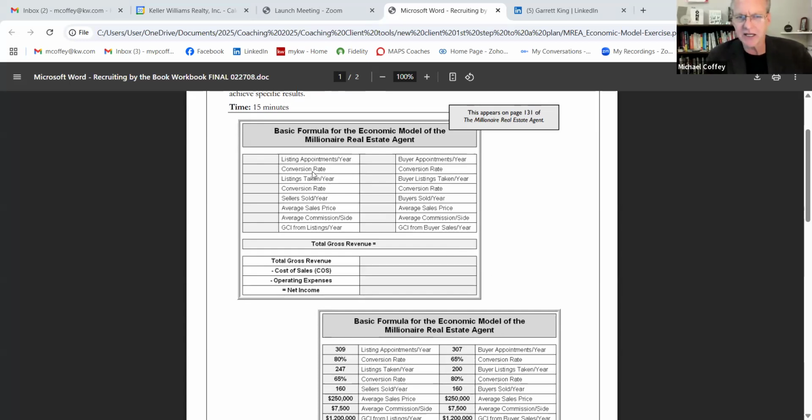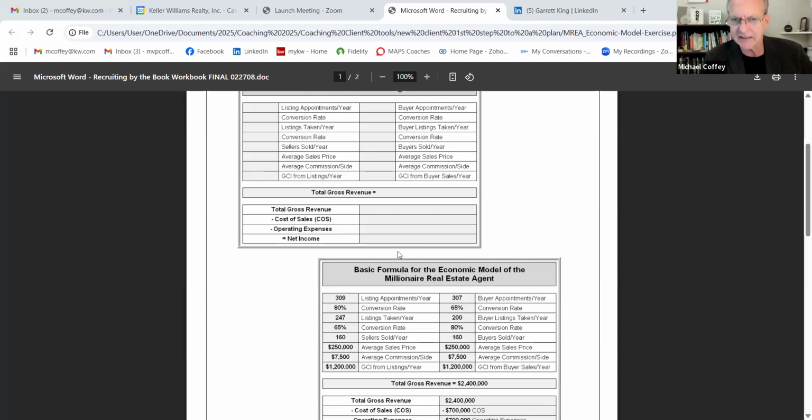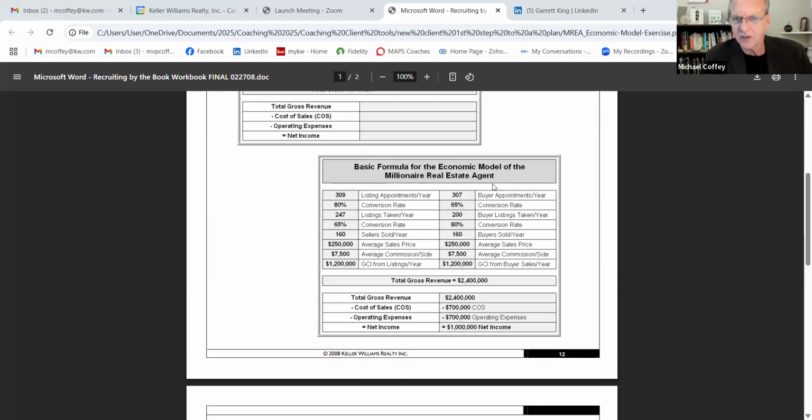So the numbers we're going to track in a real estate business are on the listing side and the buyer side, what activity needs to happen in order to hit our gross revenue. Subtracting out our cost of sales and our operating expenses gives us our net income. The basic formula for a millionaire real estate agent looks like this. In order to achieve a net income of $1 million, when you pay your operating expenses and your cost of sale, you understand that you'll need a gross revenue of $2.4 million in order to achieve that net.